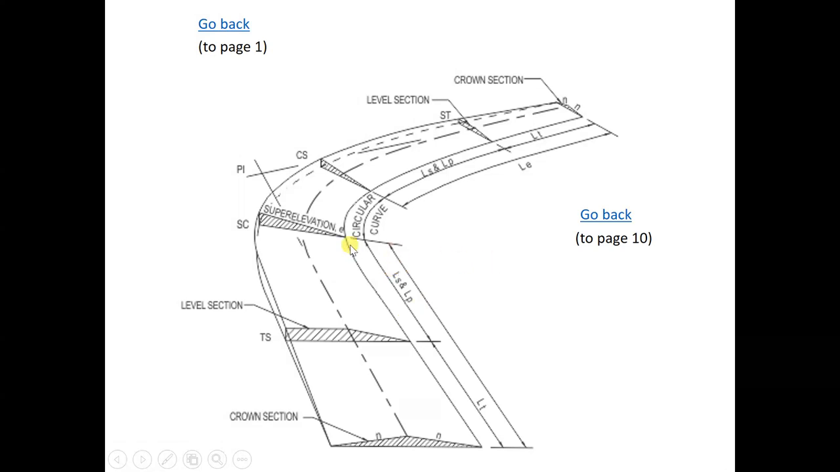So you look at this sketch. We have the circular curve in the middle, and both sides of it are flanked by the transition curve. Going into the curve, this one is a straight line, and then exiting the curve is also a straight line.